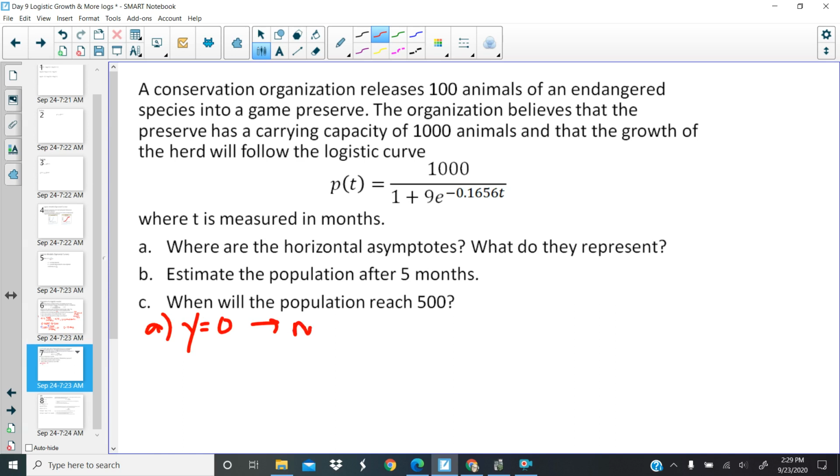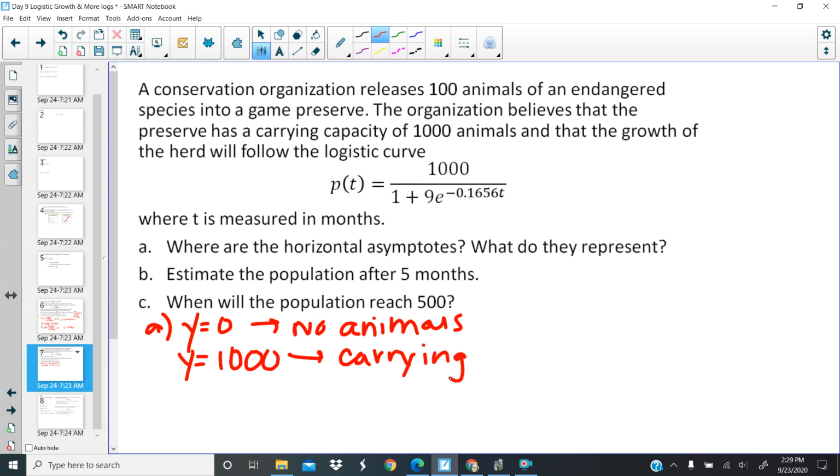That represents no animals in the preserve. And then my other horizontal asymptote is going to be y equals 1,000. And that represents the carrying capacity of the preserve. So carrying capacity. And that also means there are 1,000 animals present. So the population on the preserve at that point is 1,000.